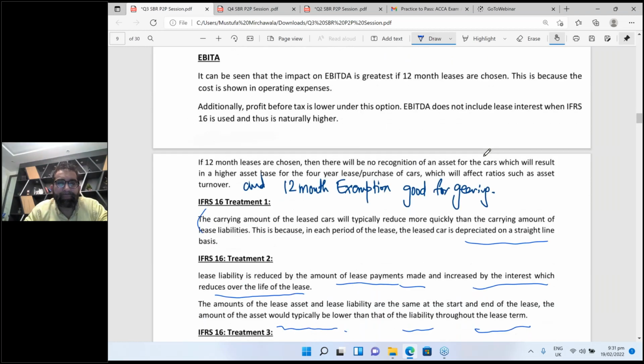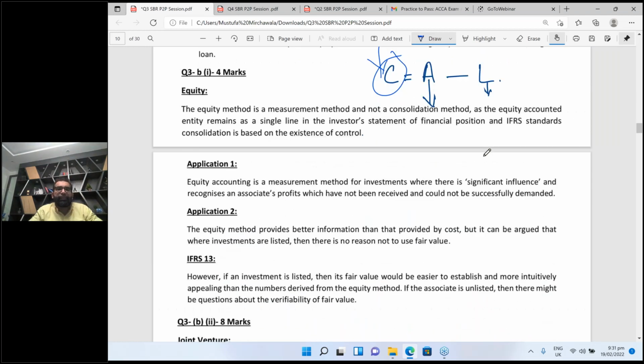Okay, this is what the answer is. The equity method is a measurement method and not a consolidation method. It's not adding together, as the equity accounted entity remains as a single line in the investor's statement of financial position. In IFRS standards, consolidation is based on the existence of control. Yes, you do adding together when you have control, but when you have significant influence, you just do equity accounting.